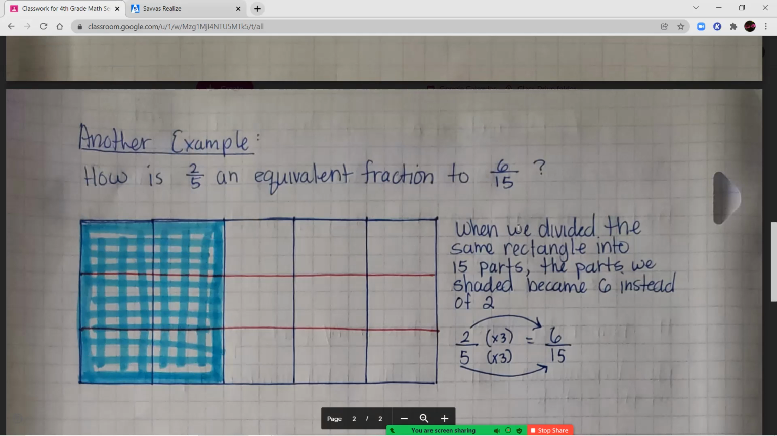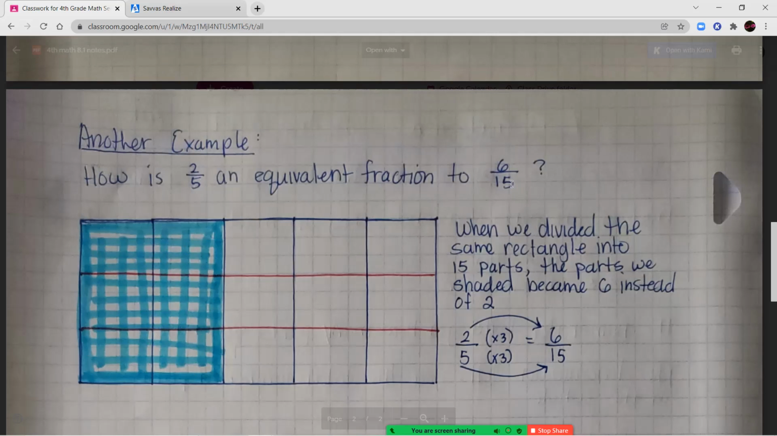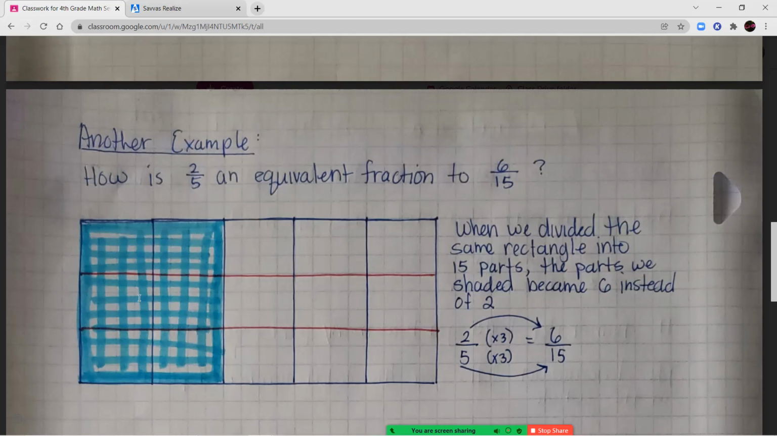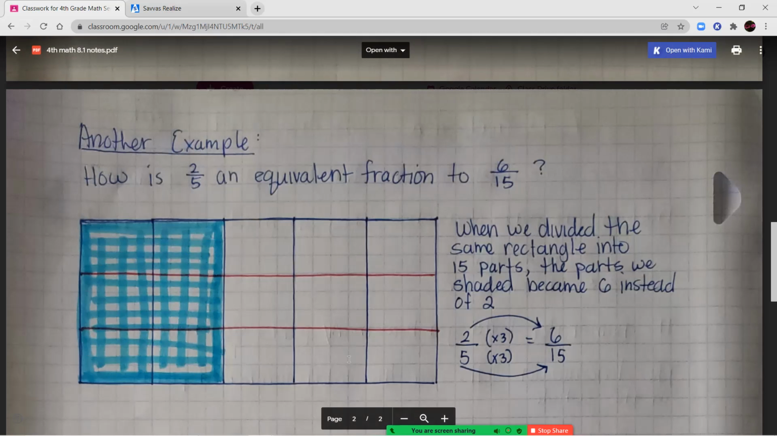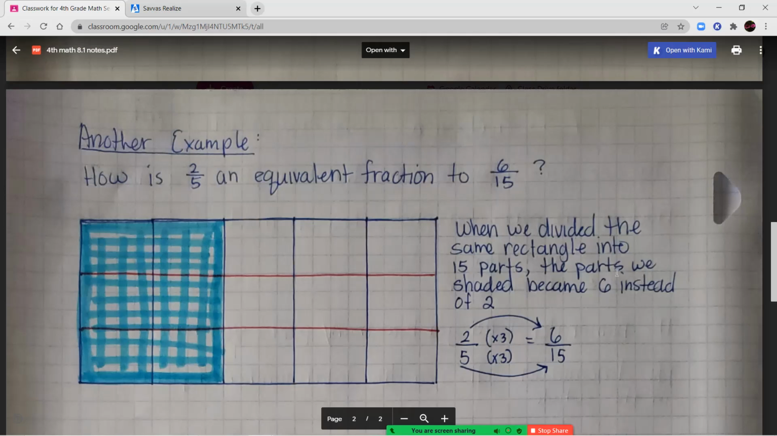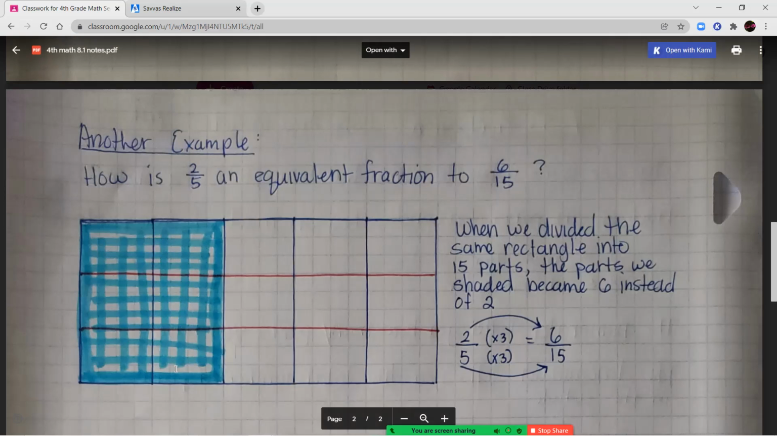Now, if I wanted to make it into 15 parts, how do I go from 5 to 15? Well, I had to multiply it by 3. So I had to cut my shape into 3 more parts. So I made 2 more cuts here. So now I had 1, 2, 3, 4, 5, 6, 7, 8, 9, 10, 11, 12, 13, 14, 15 parts. So when I divided the rectangle into 15 parts, the parts that were shaded now became 6 pieces instead of 2 pieces. So how did we get there?